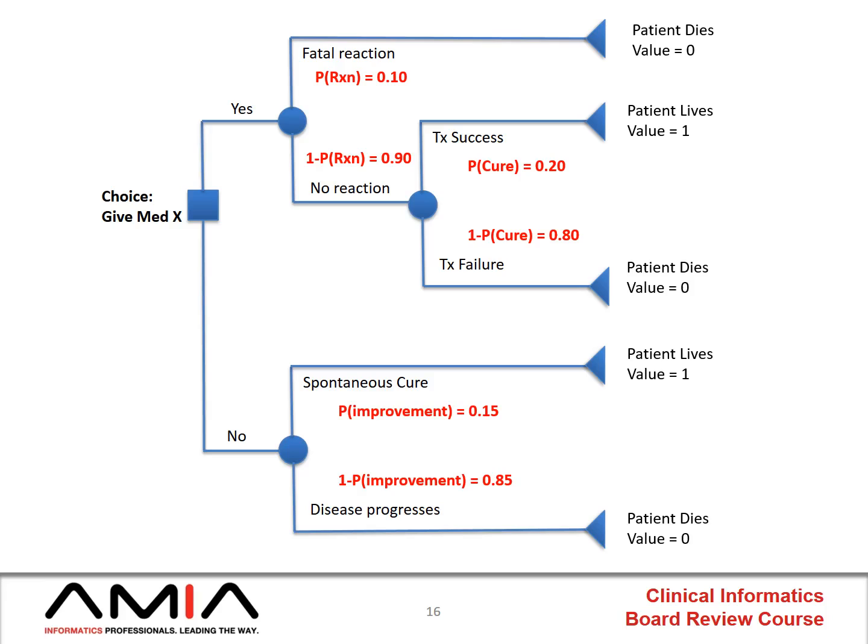And if you look, for example, at the option where you give medication X, there's no reaction, and the patient lives, you can see that there's a 20% chance of 90% that the patient actually will get to that node. So only 90% of patients will have no reaction, and only 20% of those patients will go on to actually survive. So that's the principle behind this rollback analysis. And I'll show you the calculations on the next slide.